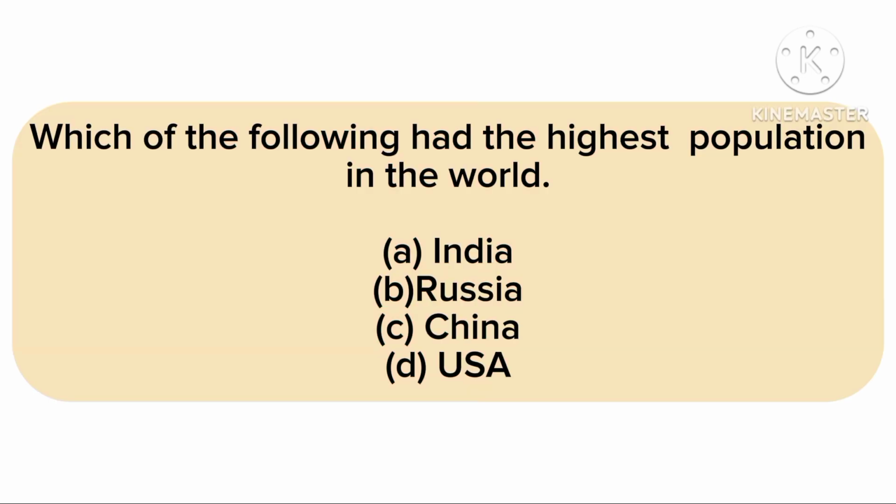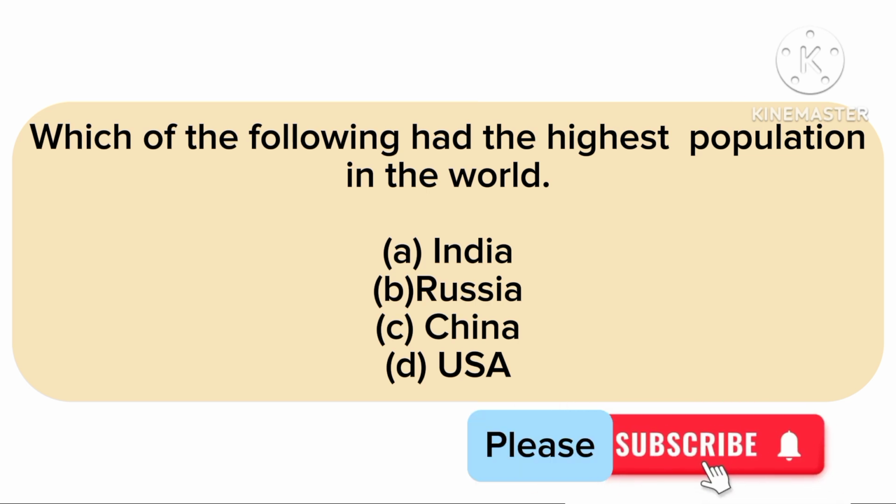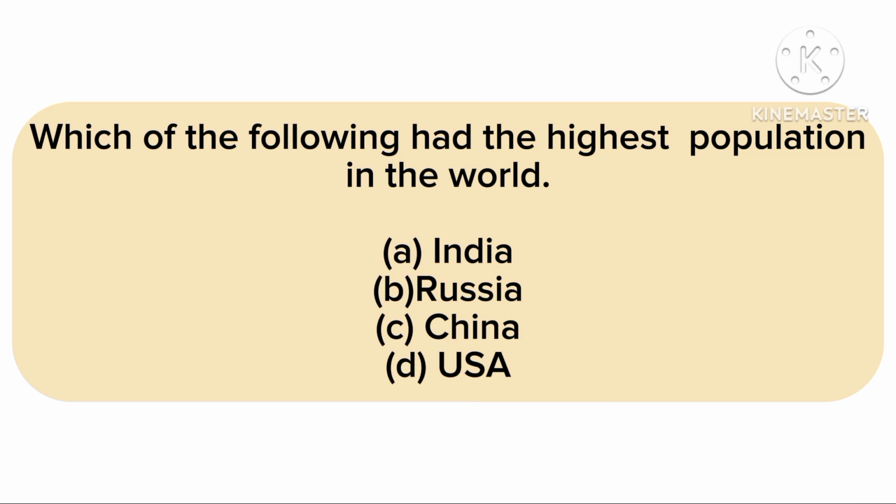Which of the following has the highest population in the world? We have option A, India, B, Russia, C, China, and E, USA. Now, the correct answer to this question is option A, India. Okay, India has the highest world population, followed by China, then the US. So, India is the correct answer.